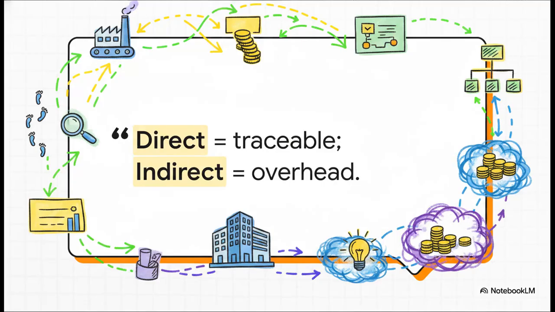So this crucial point is summarized perfectly in the source notes with this specific one-line summary. Direct equals traceable, indirect equals overhead. Honestly, I want you to treat this quote as your ultimate exam hacker shortcut. Seriously, if you ever start getting confused right in the middle of a really complex scenario question, just repeat this line in your head. Can I trace it? It's direct. Do I have to share it? It's overhead. Memorize that right now. It is a game changer.